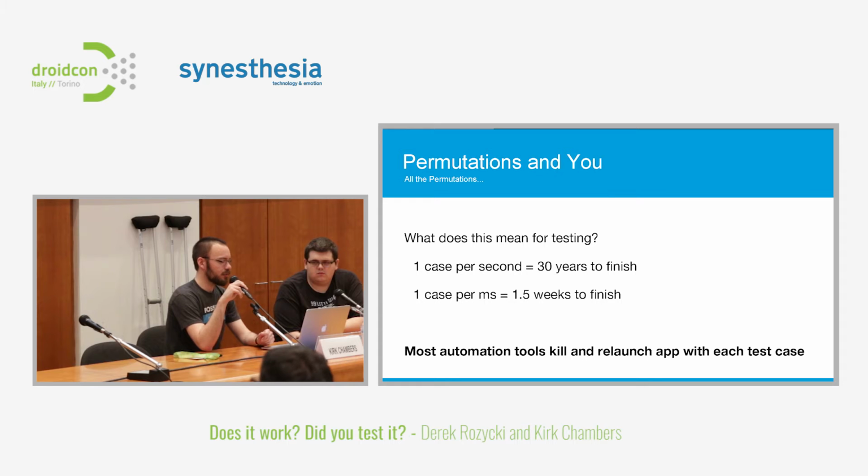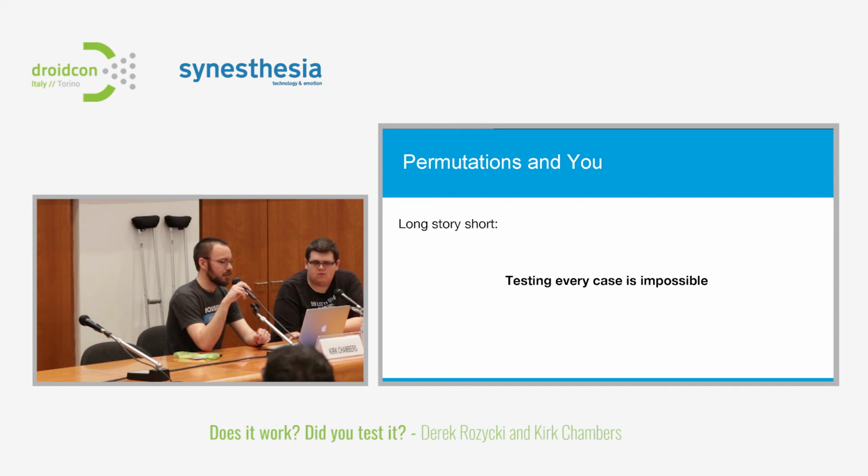And also, my bold bit there at the bottom: a lot of automation tools that I've used will actually kill and relaunch your app in between each test case, so that just adds even more overhead. The point is, exhaustive testing using permutations is going to be impossible. Testing all of these cases, not getting it done within our lifetime. You all know this because you've probably heard of big O notation. Not a great way to go.